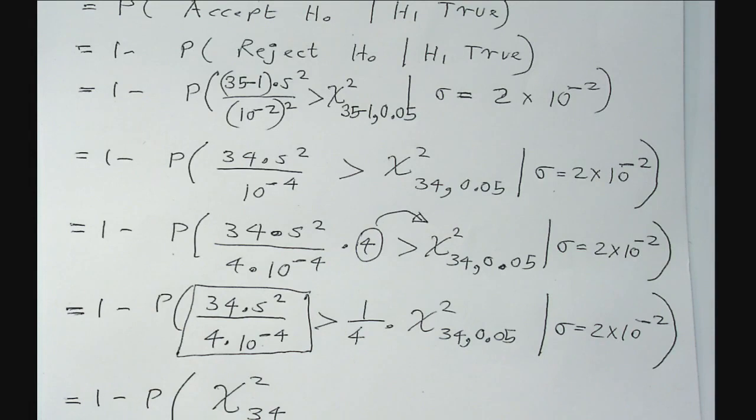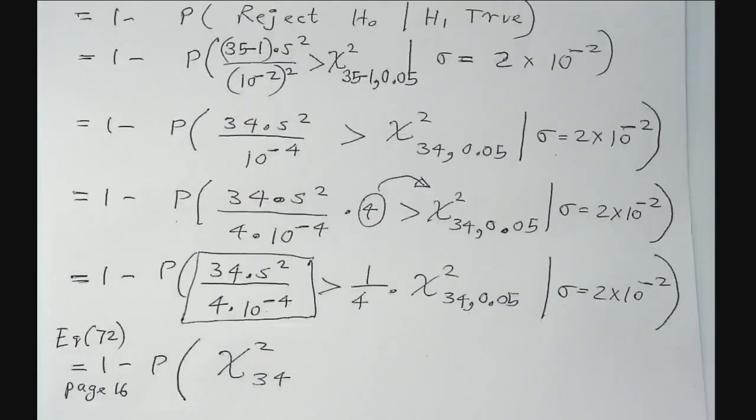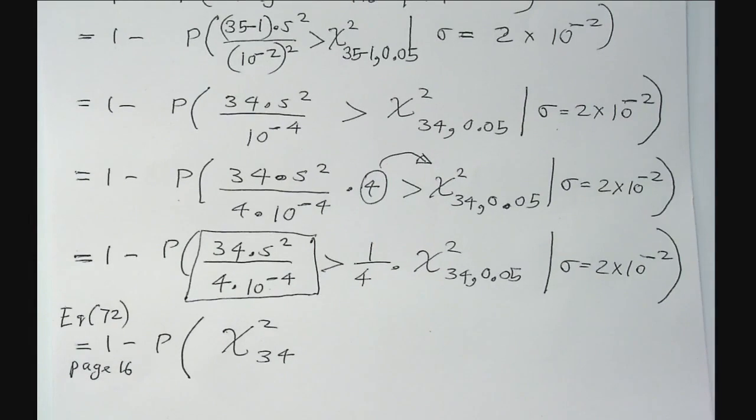Do you guys know which part of the notes it comes from? It comes from the fact that n minus 1 times s squared divided by sigma squared, where sigma squared is the true variance, has the chi-squared distribution with n minus 1 degrees of freedom. It's equation 72 on page 16 of the lecture notes. You probably remember the result. I used this several times in the lectures too. So this has a chi-squared distribution with 34 degrees of freedom.